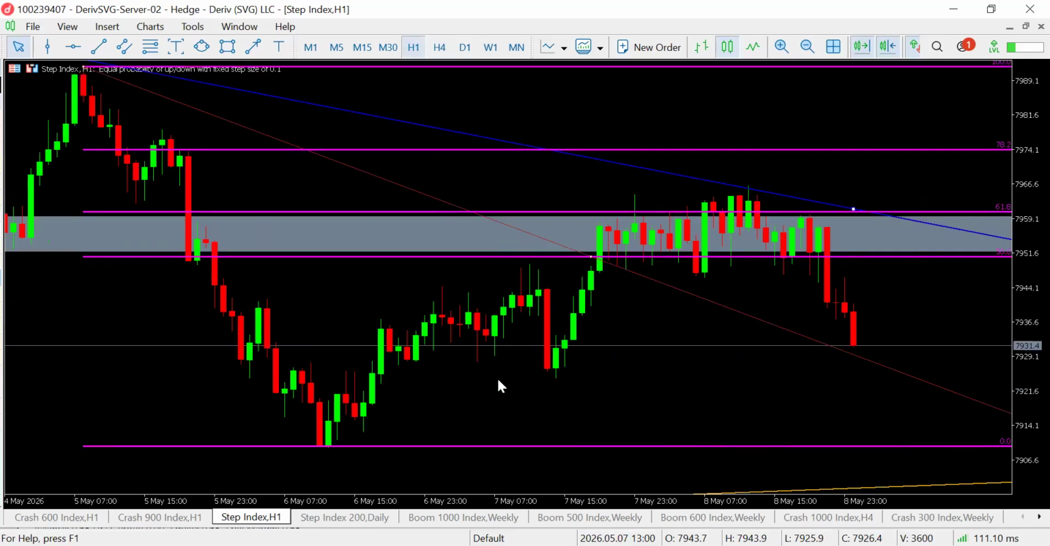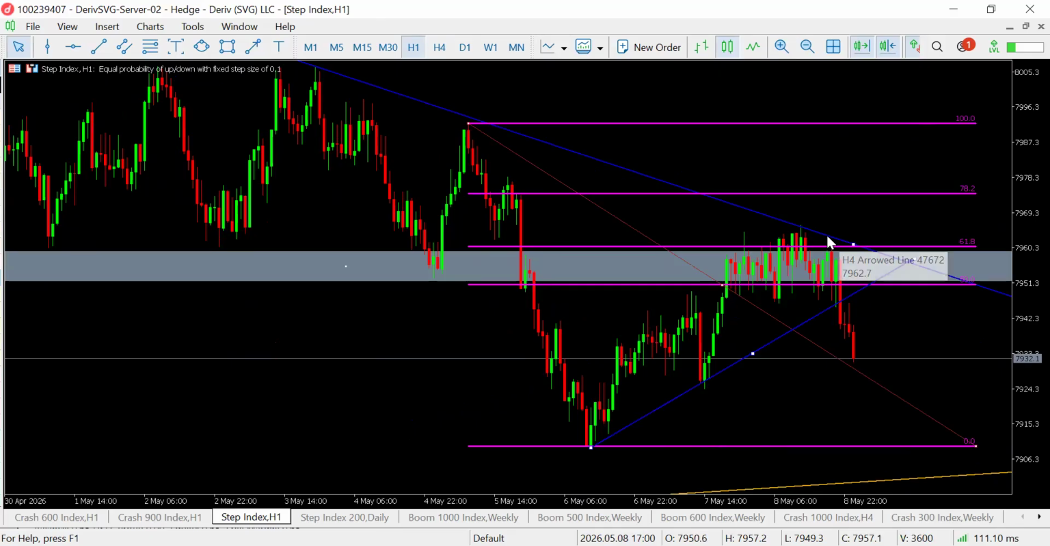So if we come to the H1 time frame, like I said, with the help of a counter trend line, this would have been our entry point. Our stop loss would have been just above this 61.8% mark, and our take profits would have been here. So we've just missed out on this particular trade. Our stop loss would have been here, and our take profit would have been all the way down to this trend line, either here or all the way down to this trend line.